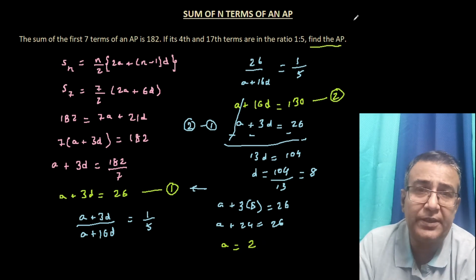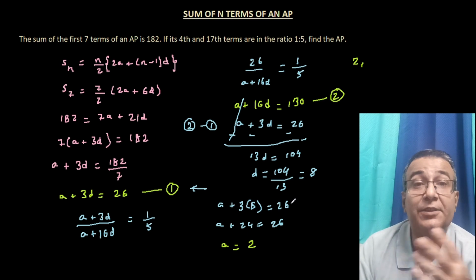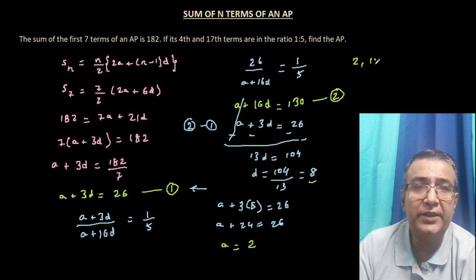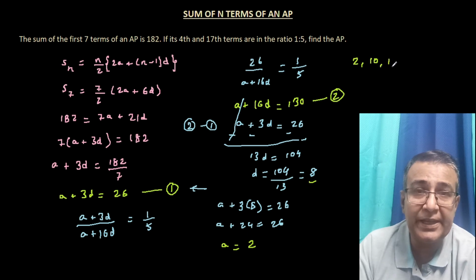And since we have to find the AP, the first term a should be 2, then we have to add the common difference to 2, so we get 2 plus 8 is equal to 10. The next term can again be got by adding 8 to 10, so 10 plus 8 gives us 18. Then again add 8 to get 26, and so on.